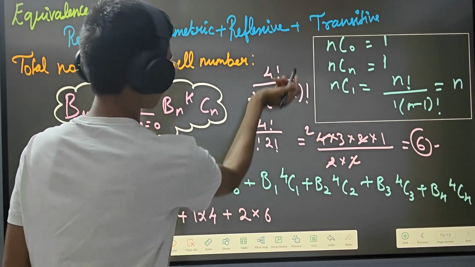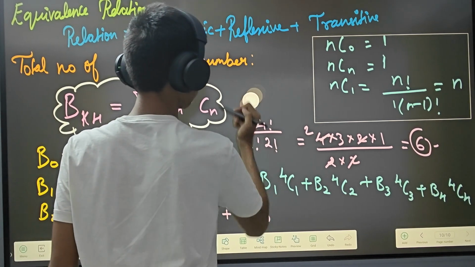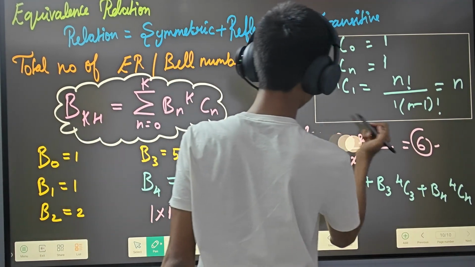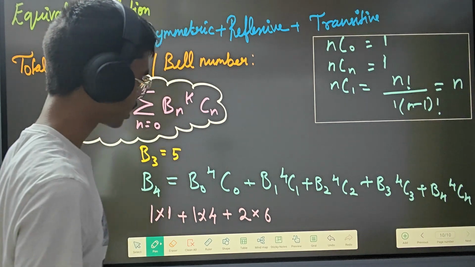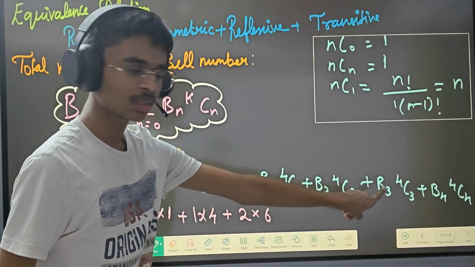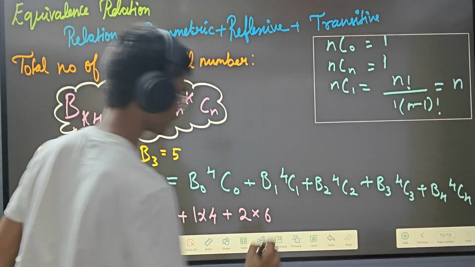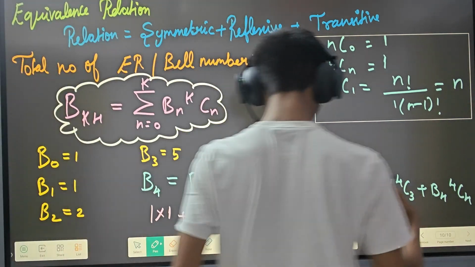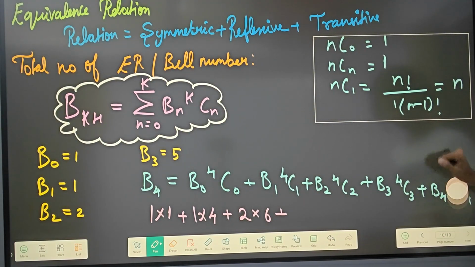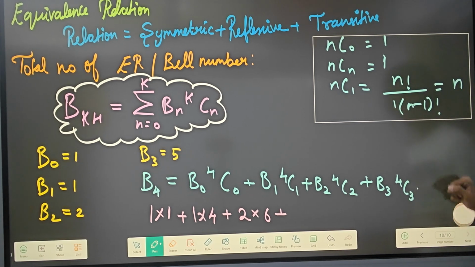Next is what? Oh, the board itself is shaking. Just now we completed this. Next is B3. So B3 is what? Plus, with B3 you have to complete, because B4 you don't know. With B3 itself you have to complete.